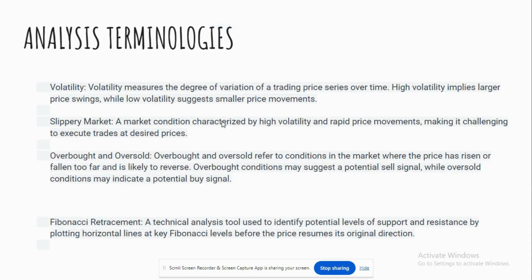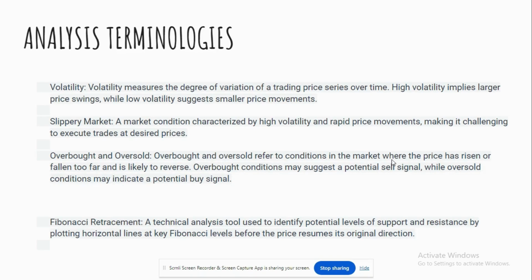So let's talk about the slippery market. It is a market condition characterized by high volatility and rapid price movement, making it challenging to execute trades at desired prices. You come across a term called slippage, and this one happens during news again. By news, I'm talking about the Forex news you'll see in Forex Factory, not the ones you see on your TV. During those moments, markets are pretty slippery.